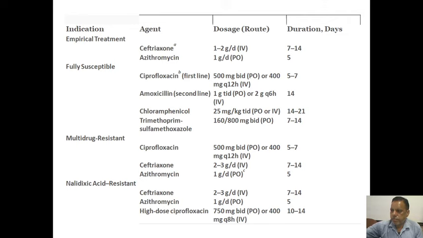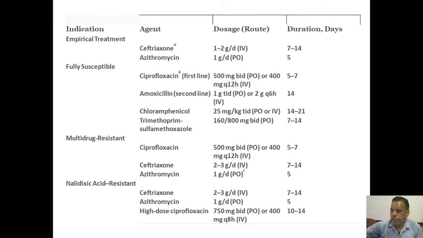For enteric fever caused by multi-drug resistant organisms, which as the name suggests means the bug is resistant to a number of drugs, typically we use ciprofloxacin, ceftriaxone, azithromycin. Here the dose is higher: for ceftriaxone, it's 3 gram per day, so typically we use 4 gram per day. And azithromycin may also be used for multi-drug resistant, NARST or nalidixic acid resistant Salmonella typhi. It means those organisms which are resistant to quinolones are again treated with ceftriaxone and azithromycin as previously, or a higher dose of ciprofloxacin.